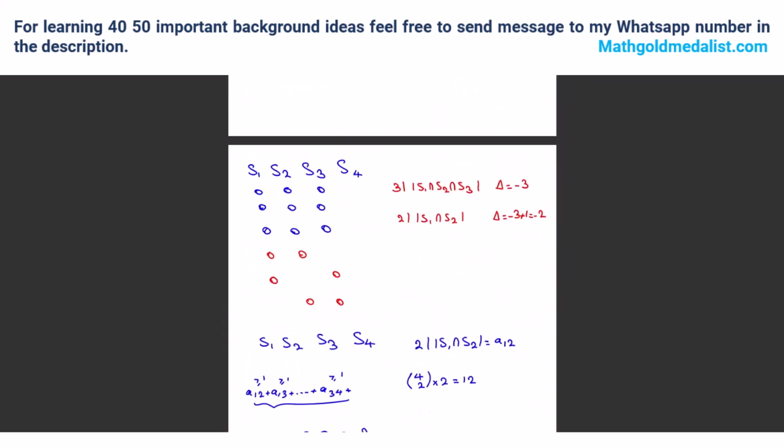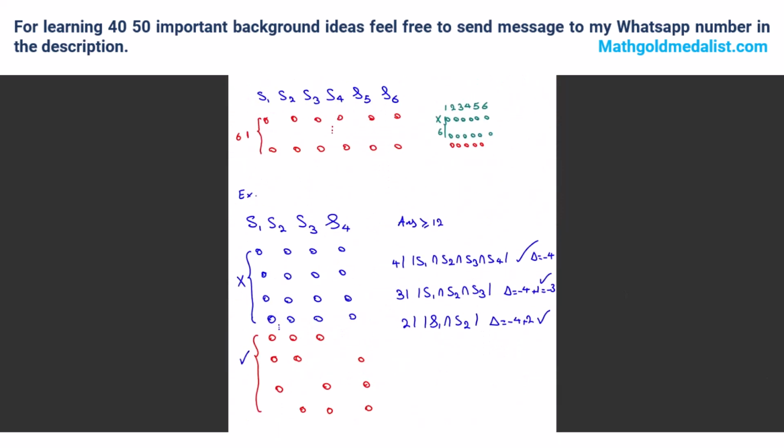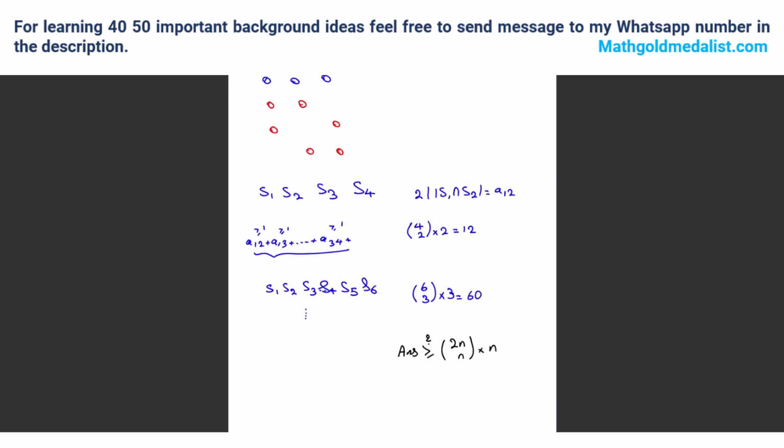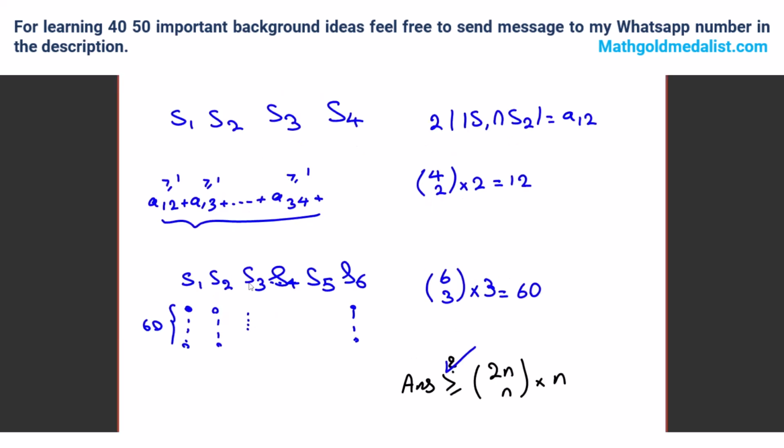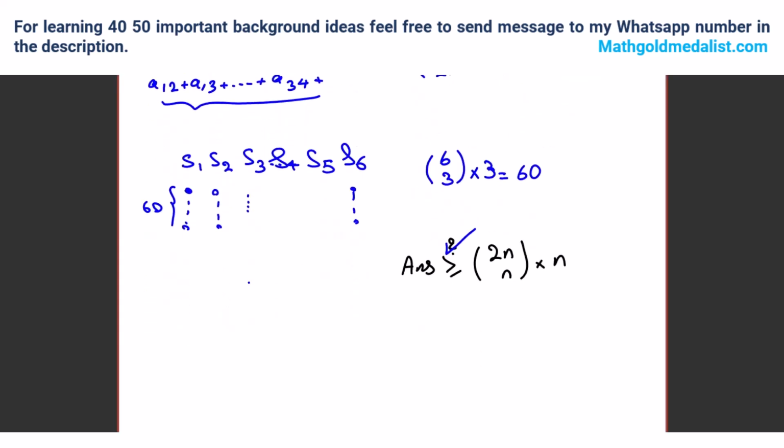Okay, so now for n equals 3, we only need to find an example, right? For n equals 3, 3 times 6 choose 3 is 60, right? We prove this one. And so we can find an example where each of them has 60 elements, right? And the condition would be satisfied, right? Okay, so for n equals 3, we proved the problem, right?